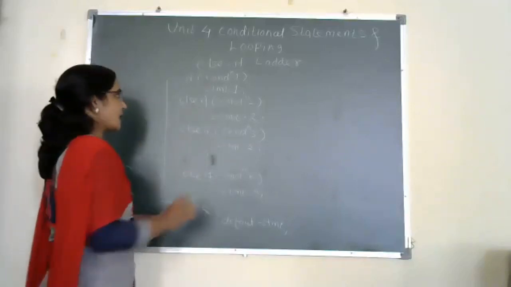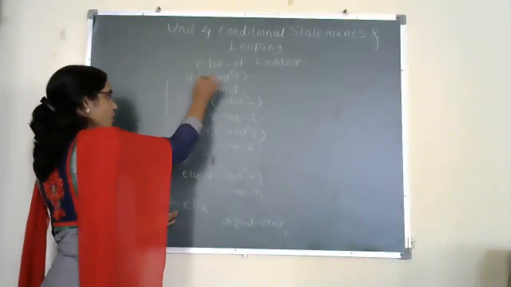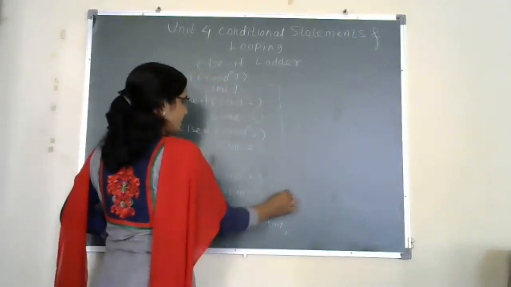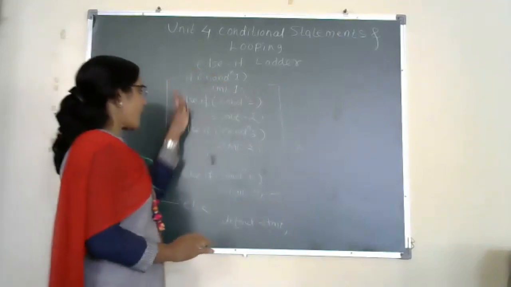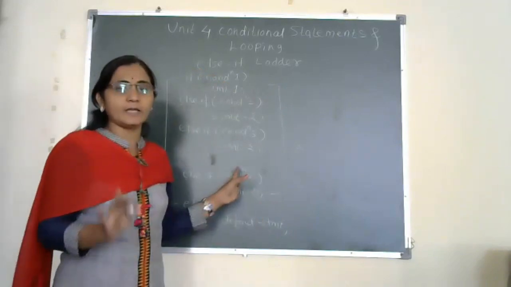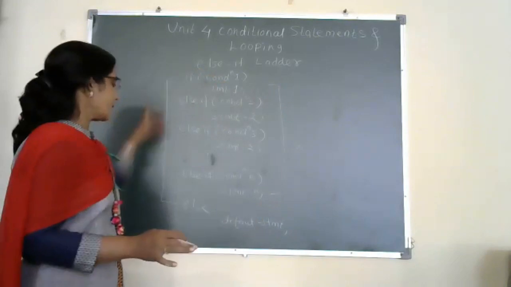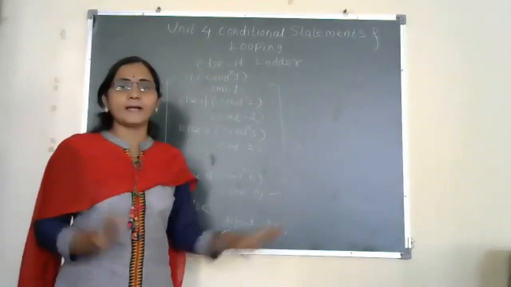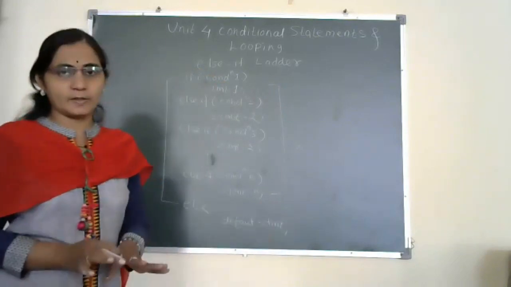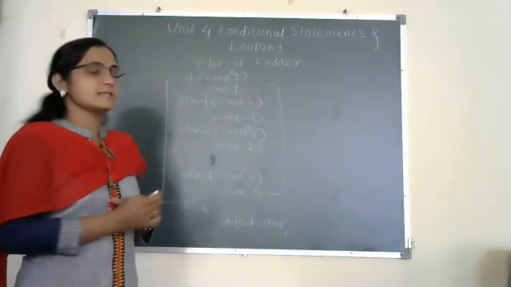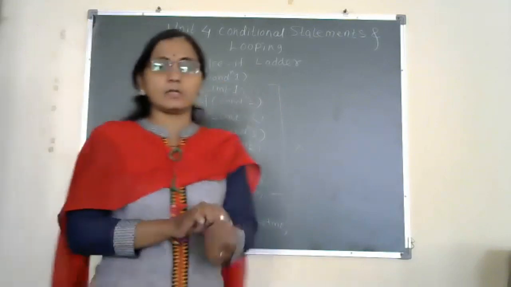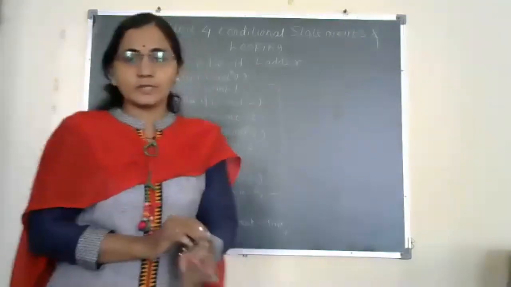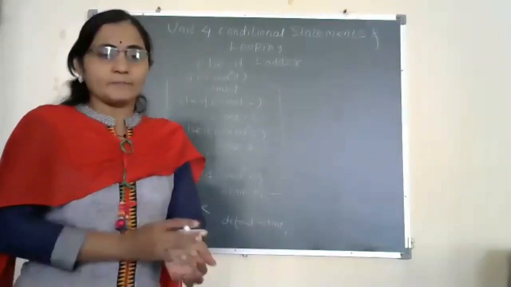So in this case, if the condition is false, that part will be skipped. Skipped means that part will not be evaluated by the computer, and it directly jumps to the else part and the default statement is evaluated. So this is about the else if ladder. In the next lecture, we will see the next control structure, that is the switch statement.